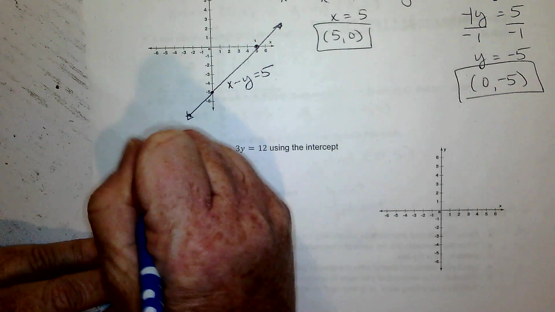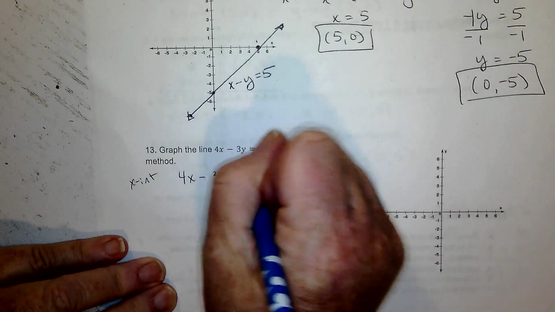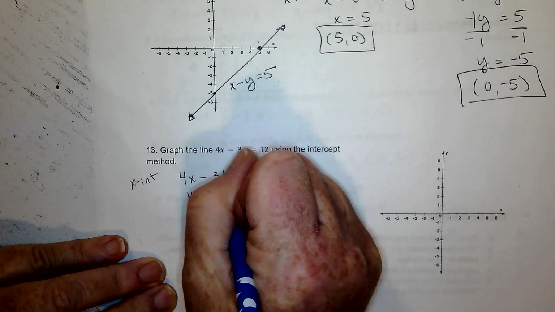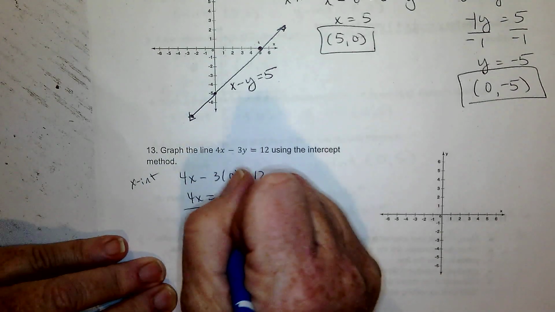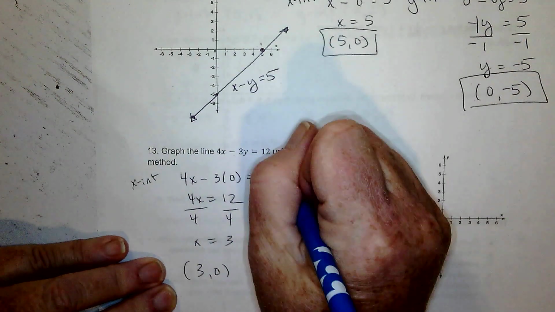For the x-intercept, we're going to let y equal 0. 4x is equal to 12. Divide both sides by 4. x is equal to 3. So (3, 0) is my x-intercept.